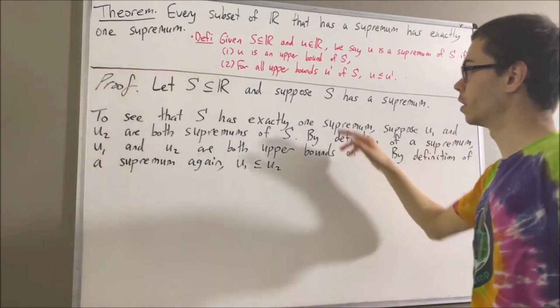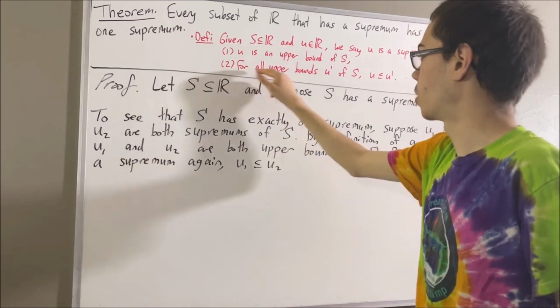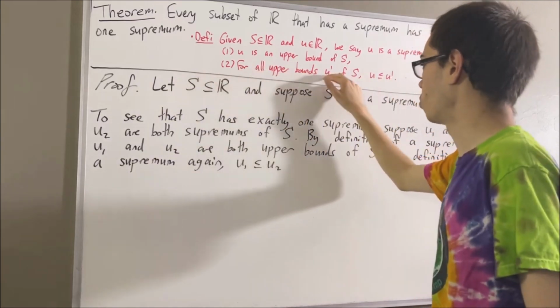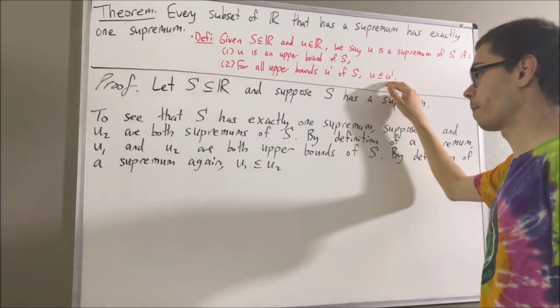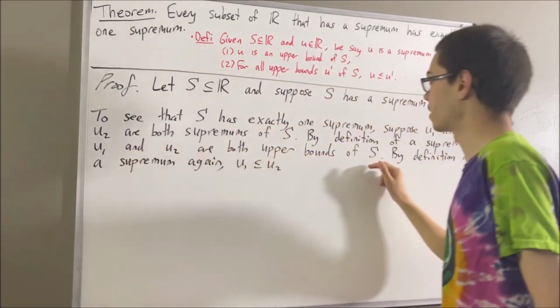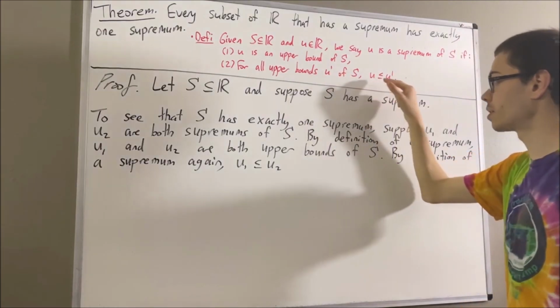In a similar way, we can take the U in our definition and replace it with U2. And by part 2, we have that for all upper bounds U prime of S, U2 is less than or equal to U prime. Since U1 is an upper bound of S, we can take the U prime here and replace it with U1. And we get that U2 is less than or equal to U1.